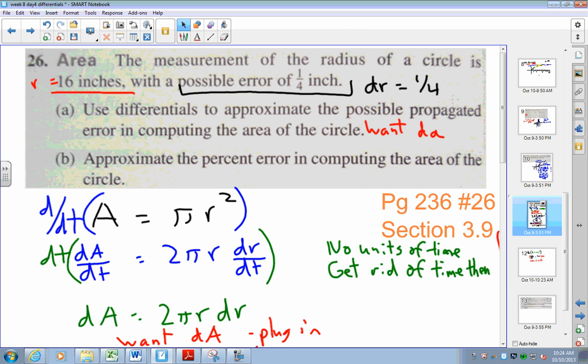What does the second question ask? You did everything on A. How do you approximate percent error again?